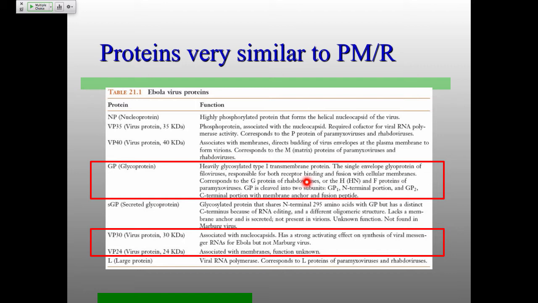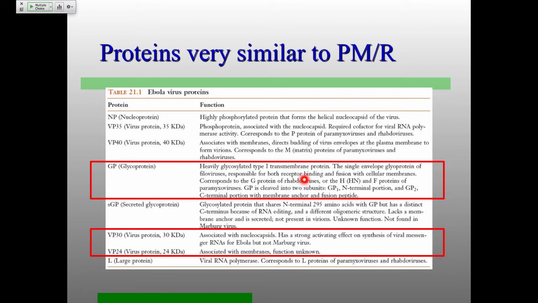Also is important for fusion. So again, this should sound extremely familiar, not just from paramyxo and rhabdoviruses, but coronaviruses. And when we talk about flu on Friday, which actually is a way scarier virus than Ebola, which is what most people think about, it's again extremely similar in terms of interactions between the receptor and the causing of the fusion that takes place.